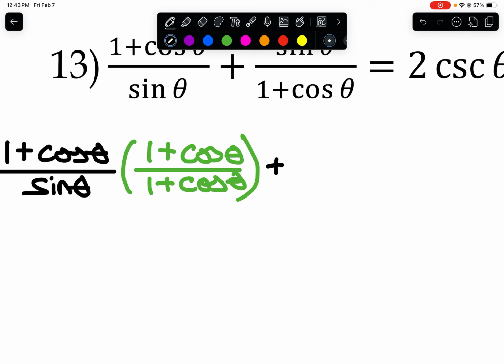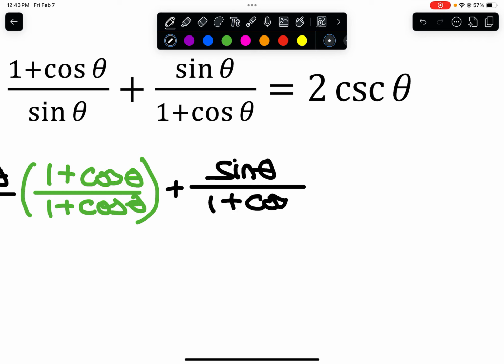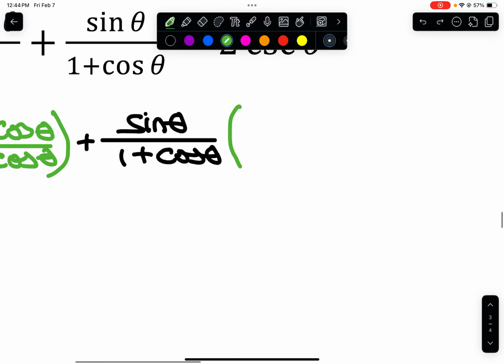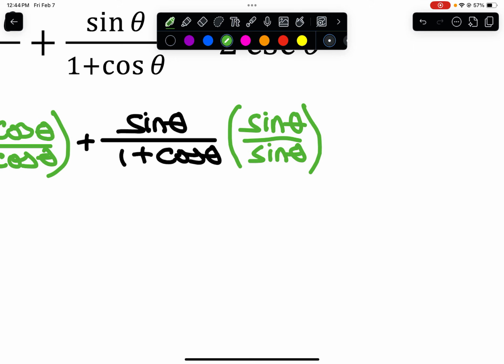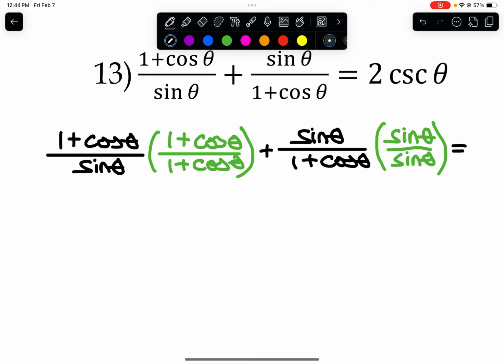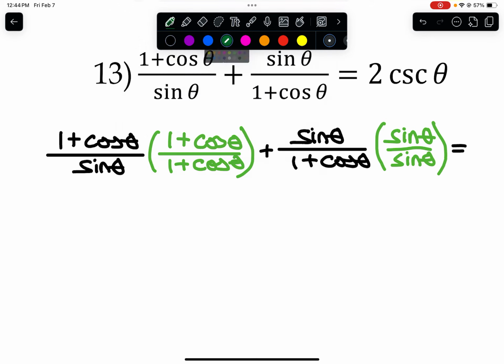And then I'm going to add the original second term, sine theta over 1 plus cosine theta. Why can I not write cosine? And then for my funky form of 1 over here, I'm going to use the denominator from the first term. So I need to multiply by sine theta over sine theta. Equals. We want to manipulate our equation to look like 2 cosecant theta. So this hot mess over here is what we need to work with.